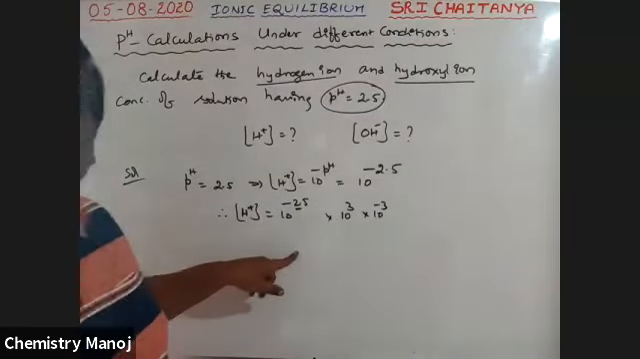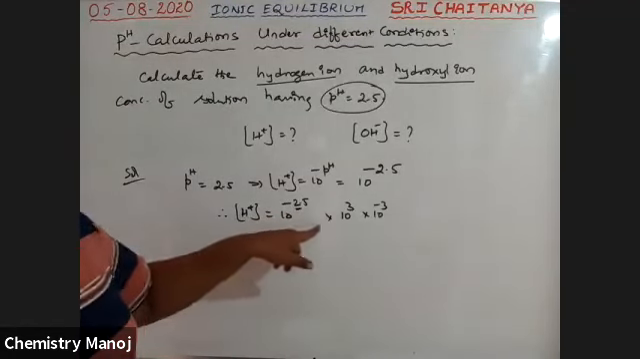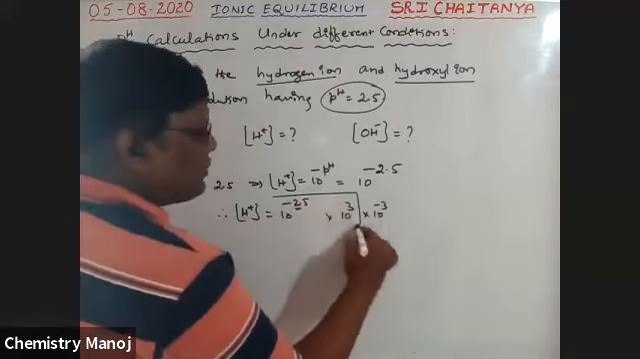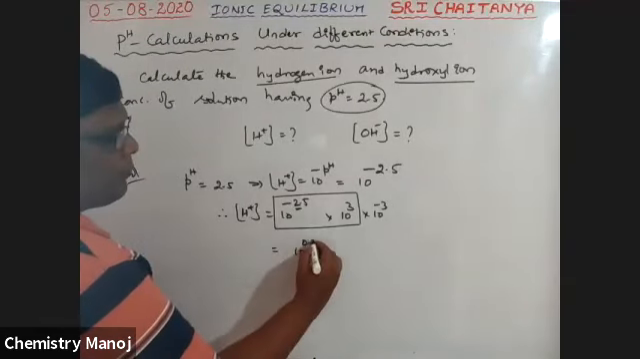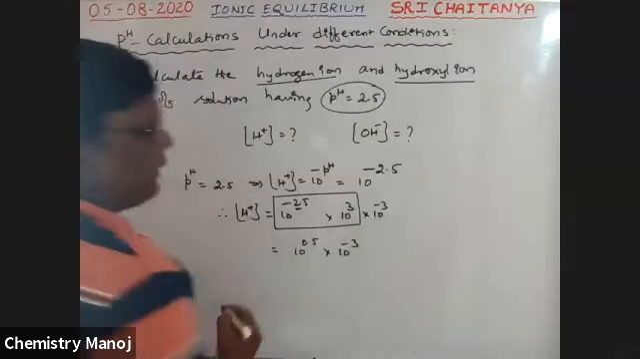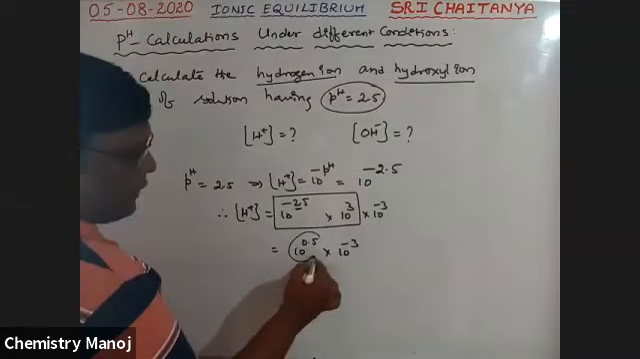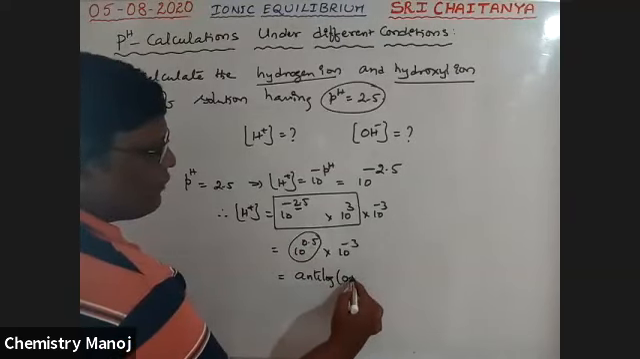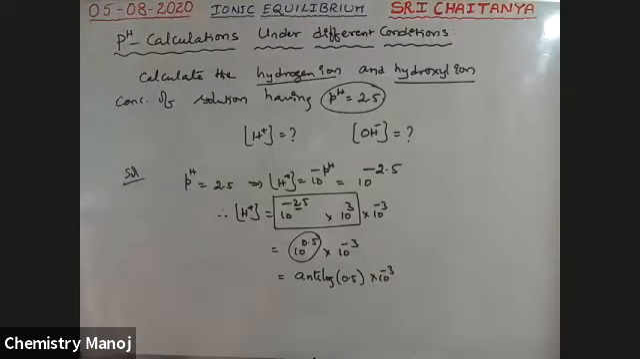Is there any change in value? 10 power minus 2.5 is nothing but 10 power 3 minus 2.5 into 10 power minus 3. No change. Now I am using these two values. That is equal to 10 power 0.5 into 10 power minus 3. So boys, 10 power something is the anti-log of 0.5, into 10 power minus 3.